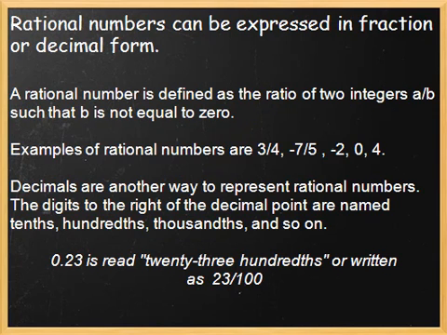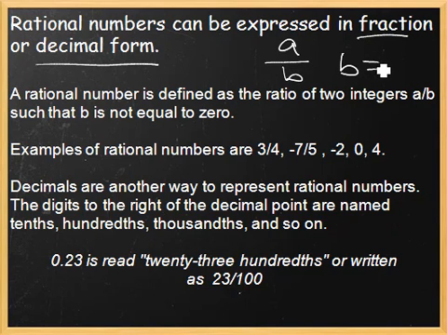As for our rational numbers, we can either express them in fraction or decimal form. By definition, a rational number is defined as a ratio of two integers, a over b, where a and b are integers, but b is not 0 because we don't want to divide by 0. Examples of our rational numbers are 3/4, -7/5, -2, because we can express it as -2 over 1, 0, and 4. Therefore, all natural numbers, whole numbers, and integers are also rational numbers.